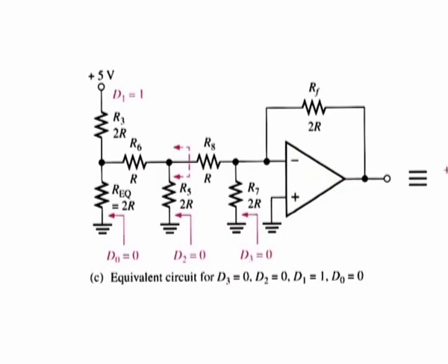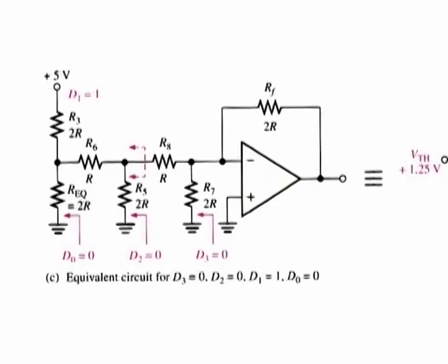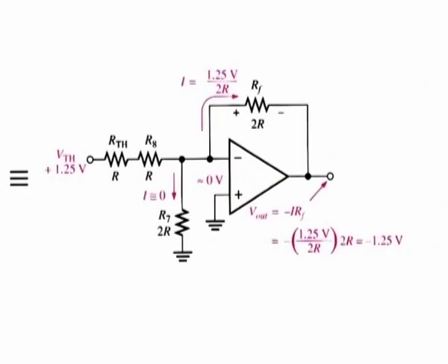Figure C shows the equivalent circuit when the D1 input is at plus 5 volt and the others are at ground. This condition represents 0 0 1 0. Again Thevenizing, looking from R8, you get 1.25 volt in series with R as shown. This results in a current through RF of I equal to 1.25 volt divided by 2R, which gives an output voltage of minus 1.25 volt.